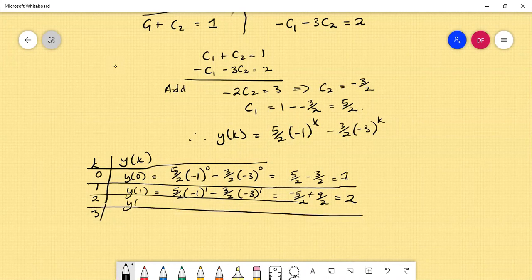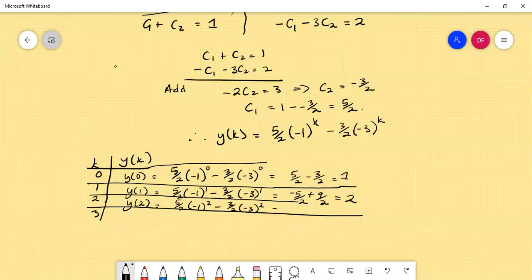So y of 2 is 5/2 times -1 squared, minus 3/2 times -3 squared. So -1 squared is 1, so that's 5/2. Minus, -3 squared is 9, 3 times 9 is 27. So 27 minus 5, that's 22, that's -11.